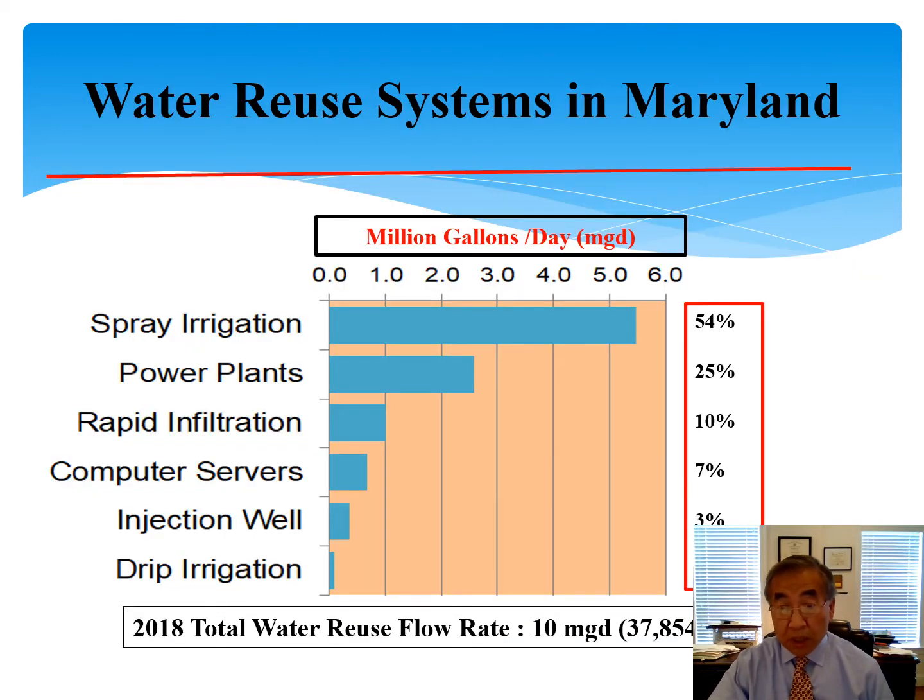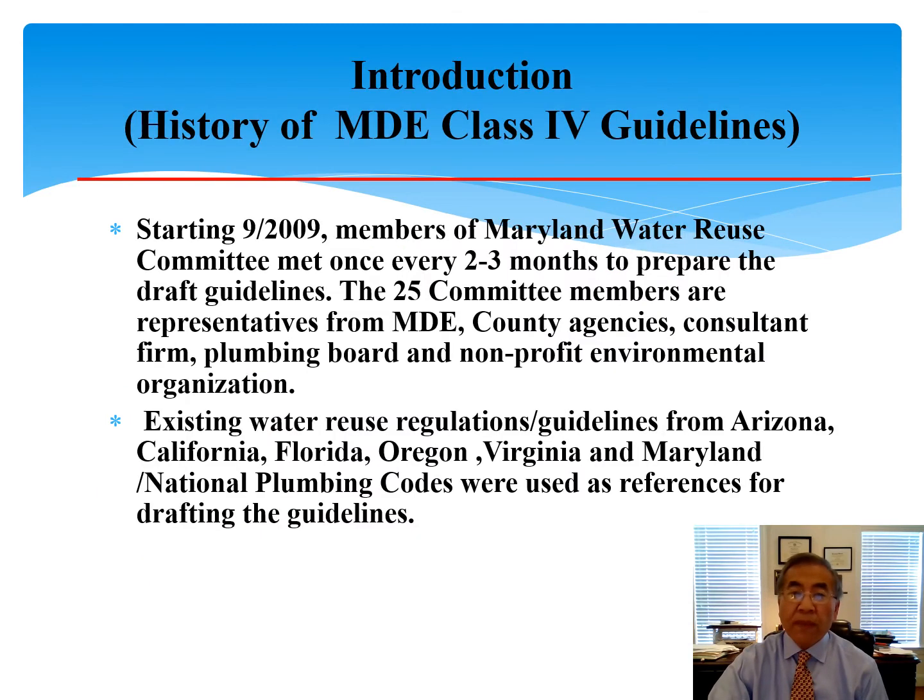This is the water reuse rate in Maryland in 2018. We had a total usage of 10 million gallons per day. Compared with California, 528 million gallons per day, we are only roughly 2% of California's water reuse rate. Most of this water reuse is used for spray irrigation, accounting for 54%, some is used for power plants, 25%, and some for infiltration to recharge groundwater, 10%, and so on. So this is the breakdown of our water reuse in Maryland.